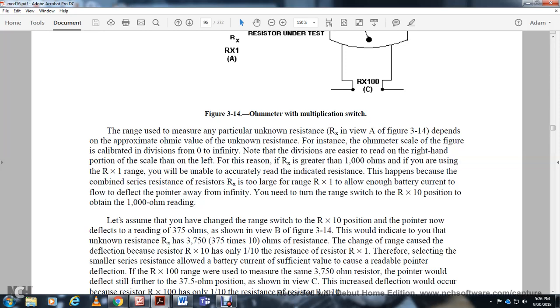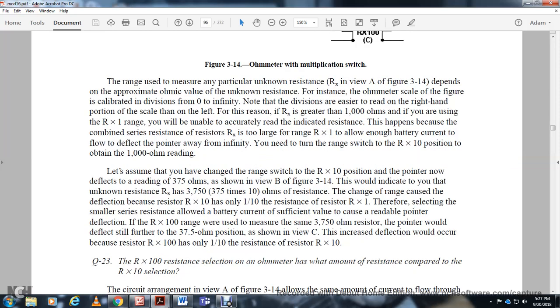For an unknown resistance greater than 100,000 ohms, you would not use the R times 1 range, because the indicating resistance could not be read accurately. The combined series resistance and the unknown resistance is too large for the R times 1 range to allow enough battery current to flow to deflect the pointer away from infinity. You need to change the range switch to the R times 10 position to obtain the 1,000 ohm reading.